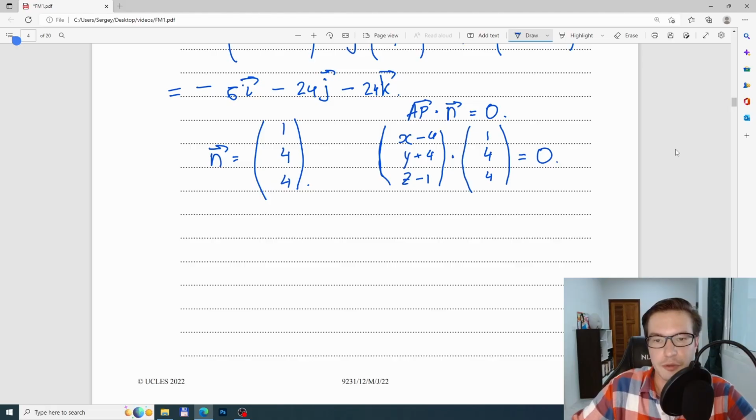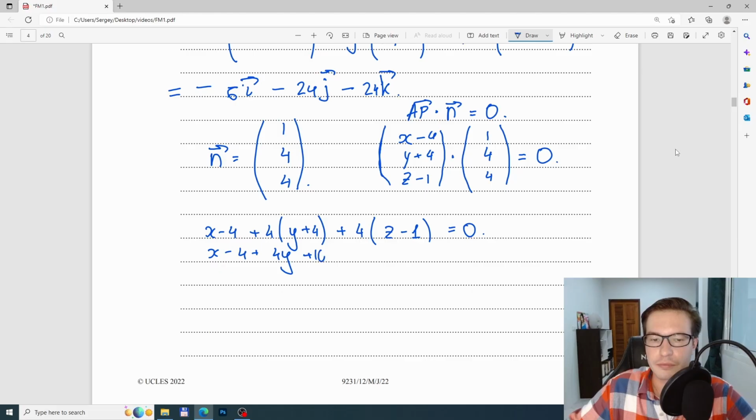Now let's find the actual dot product. x minus 4 plus 4 times y plus 4 plus 4 times z minus 1 equals 0. Now let's expand the brackets and simplify a little bit. And we get x plus 4y plus 4z equals minus 8.